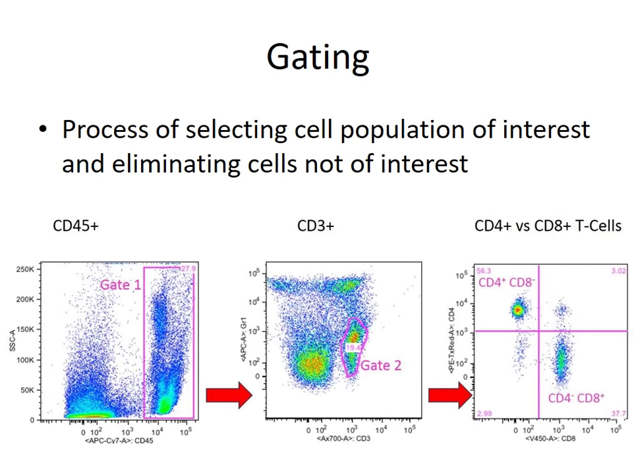So this is what you get. So now we have information on what cells have CD45, what cells have CD3, what cells have CD8 and CD4.